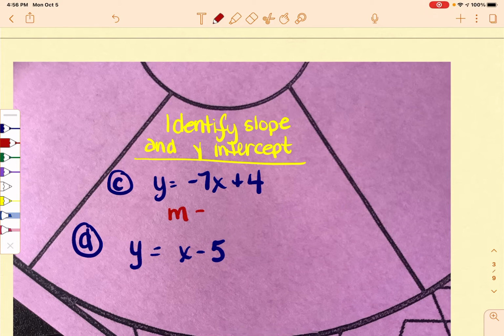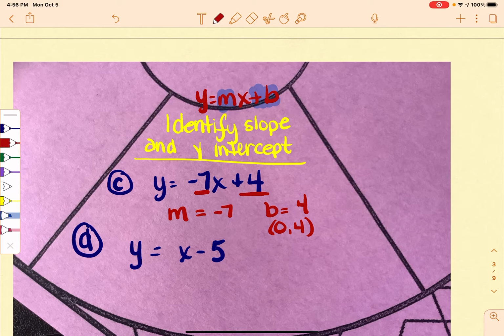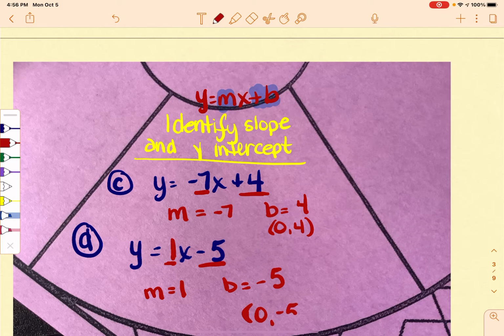So our m value would be this number right here, negative 7, because remember, it's based on this equation every time. So you're trying to identify the slope and the intercept. Our b value here is positive 4, so it is the point (0, 4). Now, to find my slope in the next one, there's no number here, so I assume that there's a 1 there. So my slope is 1. My b value in this one is negative 5, so it's (0, negative 5).